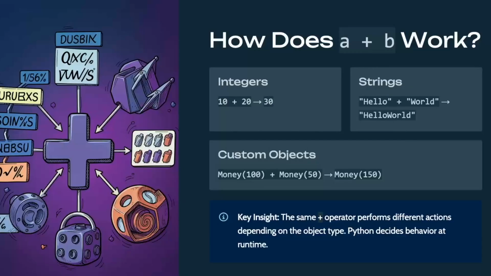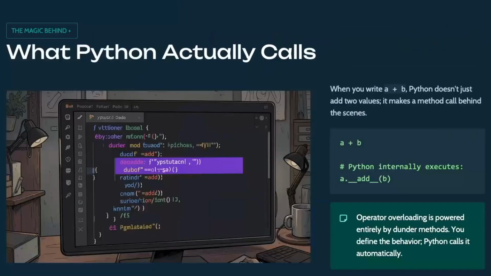The same operation can produce different behavior depending on the object receiving it. Now, let's see how Python actually makes this happen. When we write a plus b, Python actually translates that into a dot __add__, which is a Dunder method, b. That's it. The plus operator is simply a cleaner way of calling the __add__ Dunder method.